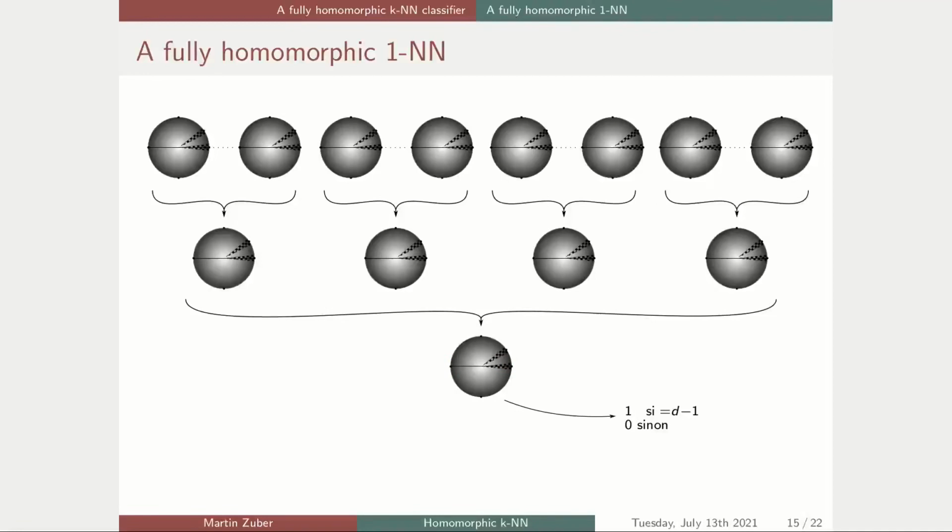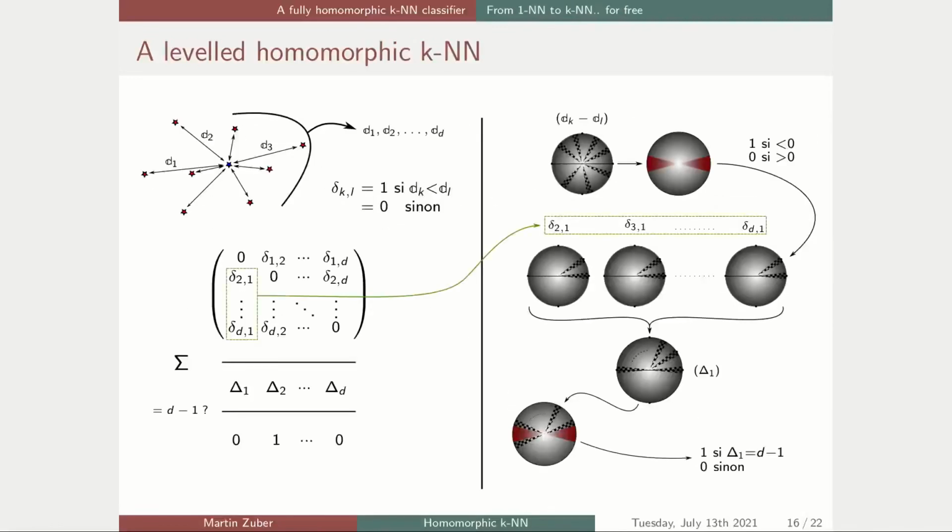And now to build a KNN from this 1NN classifier, if we take our leveled homomorphic 1NN classifier here, we're going to see that actually counting the number of zeros in every column is going to be very interesting and give us more information than just which distance is the closest. Indeed, if a column has only one 0 on top of the diagonal here, of course, then that means that that distance is going to be the second smallest distance, etc., etc.